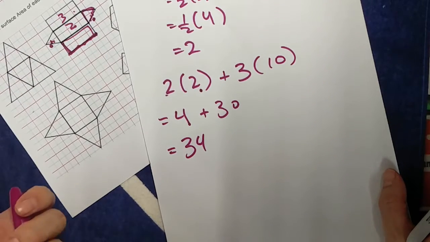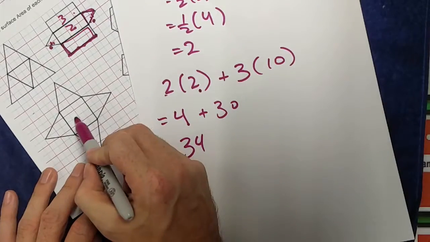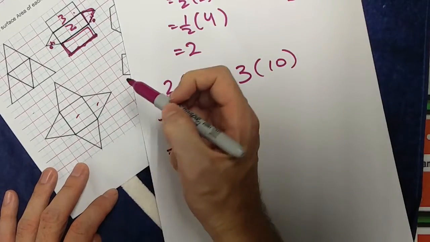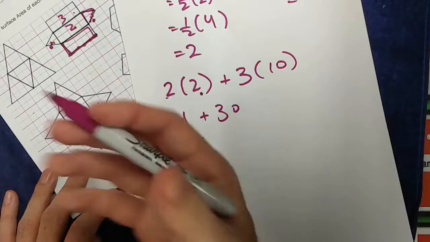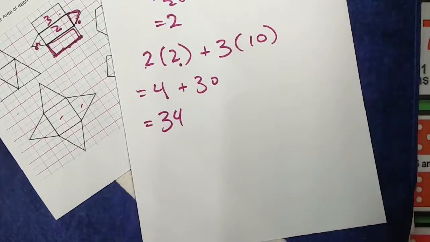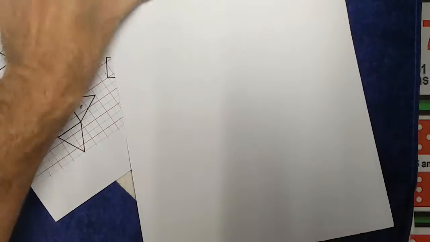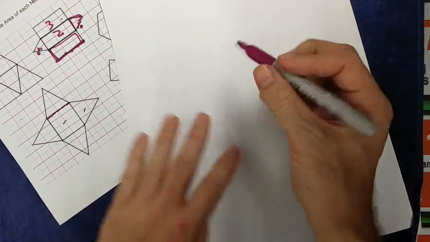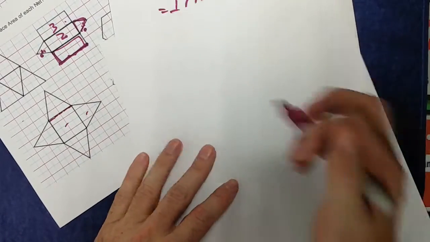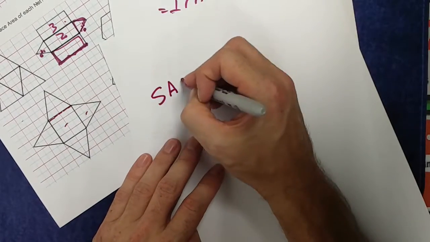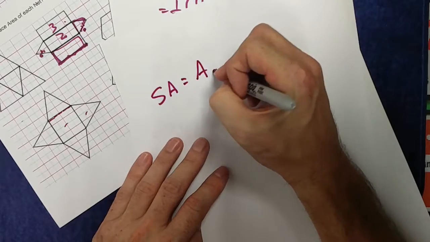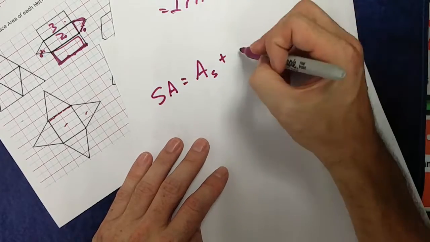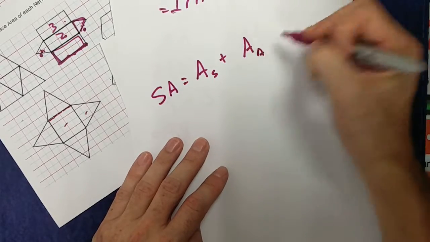Well, can I find the surface area of this? Can you find the surface area of a square? Can you find the surface area of a triangle? Yes, yes, let's do it. Just grab one more piece of paper here. This one here, I'm going to start off with my square. My square is 5. So my surface area is going to equal the area of my square plus the area of my triangle.